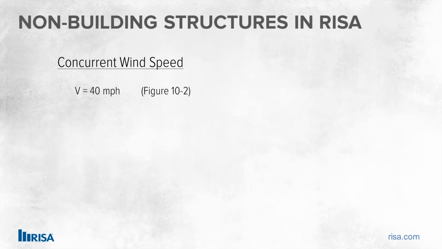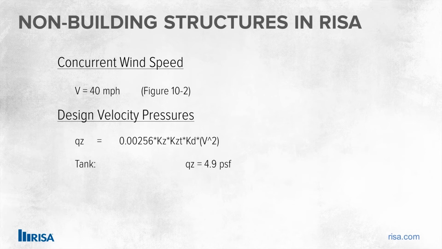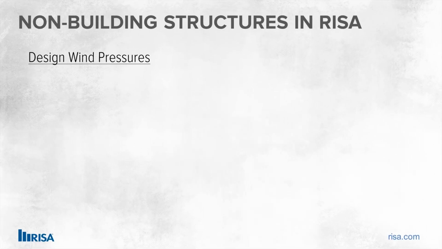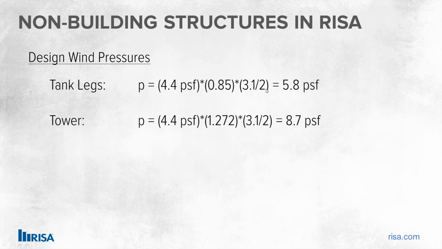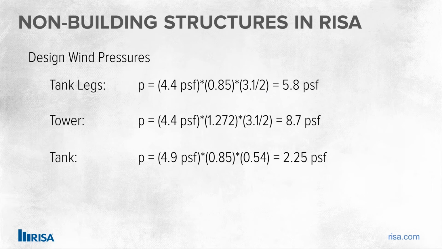For the concurrent wind speed with that 40 miles per hour, we've now calculated all of those values so that we can now figure out our design wind pressures. So for the tank legs, we put in that gust effect factor and the force coefficient. We get 5.8 PSF. For the tower, we get 8.7 PSF. And for the tank, we're going to get 2.25 PSF.